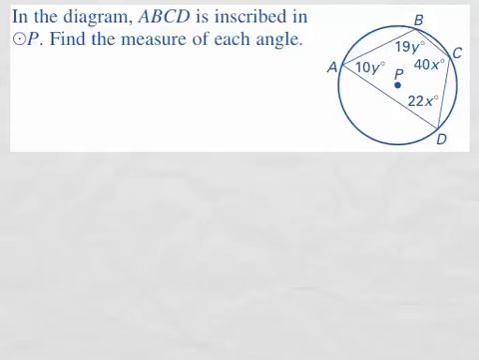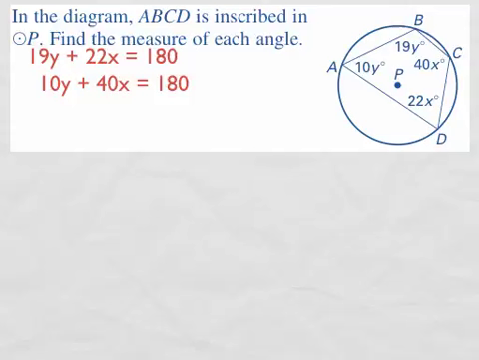When I set those two equations up, I'm going to get 19y plus 22x equals 180. And I'm also going to have 10y plus 40x equals 180. My goal here is to solve for x and y so that I can find the measure of each angle. To do that, I need to solve this system of equations. You've talked about systems of equations in Algebra 1 last year.